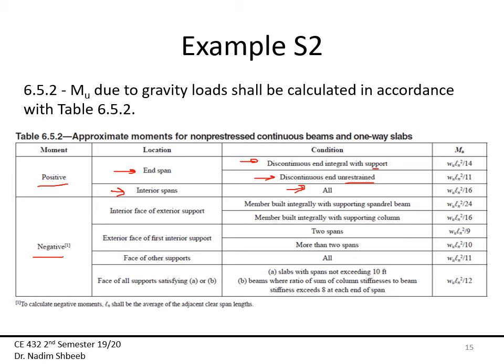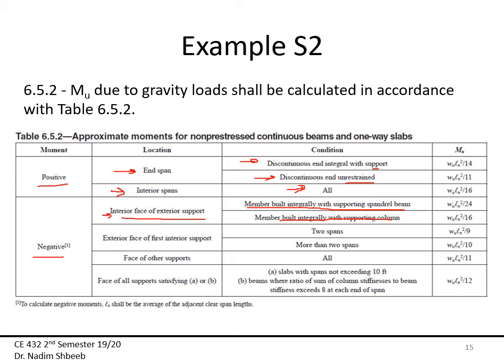For negative moment, if I have an interior face of an exterior support, this also has 2 conditions. If built integrally with supporting spandrel beam, that's going to be wL square over 24. If the member is integral with supporting column, then that's going to be wL square over 16. And I have an example to show you how these numbers are drawn.